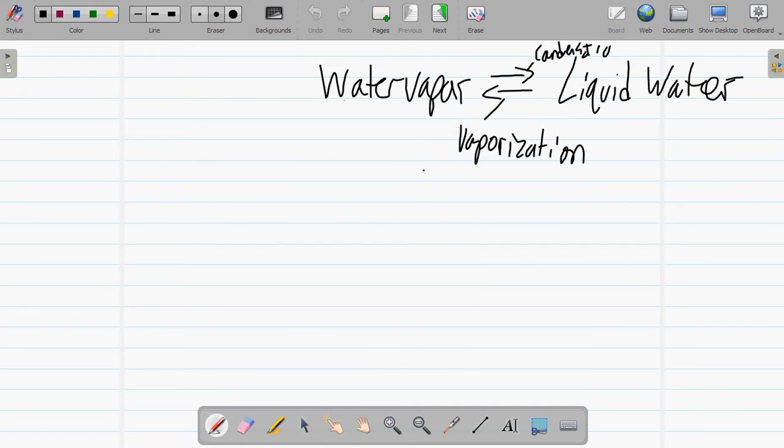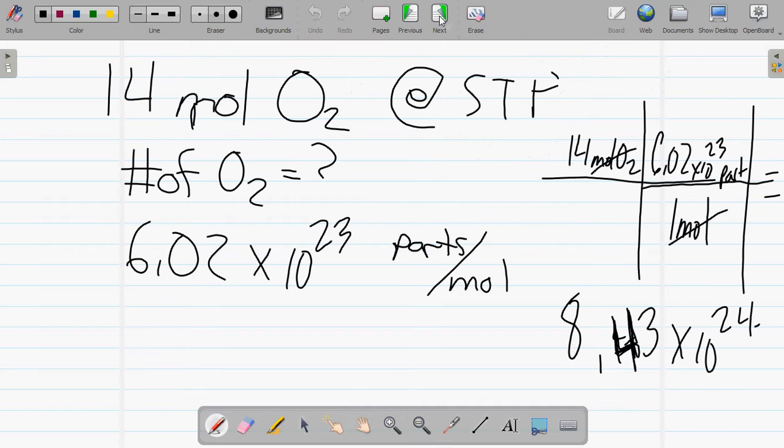So, water vapor and liquid water, if you have them together, they can be at equilibrium. And all that means is that the water vapor is turning into liquid water at the same rate that the liquid water is turning into water vapor. That's what it means.